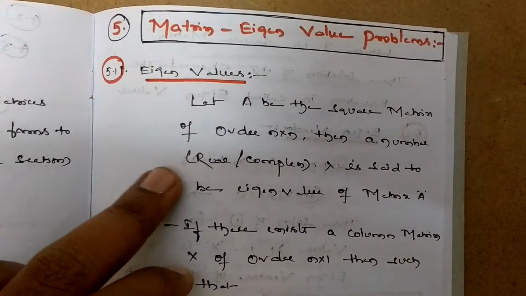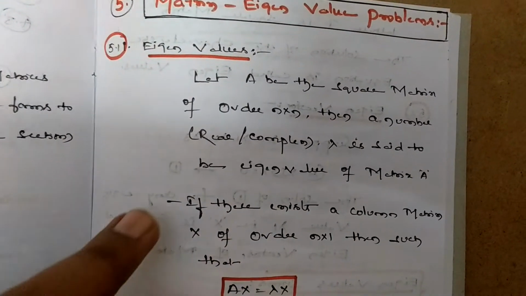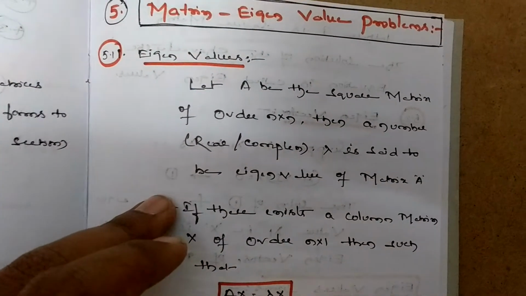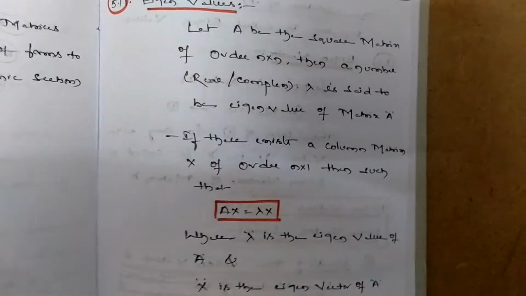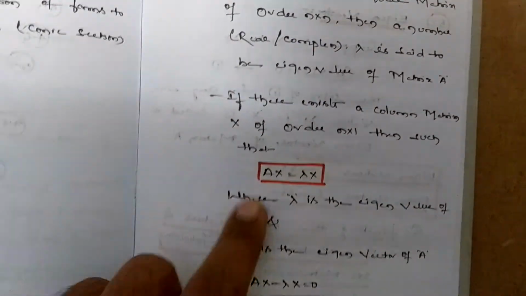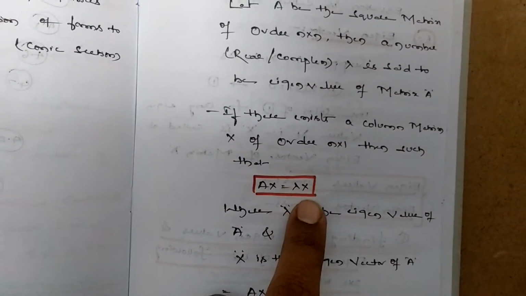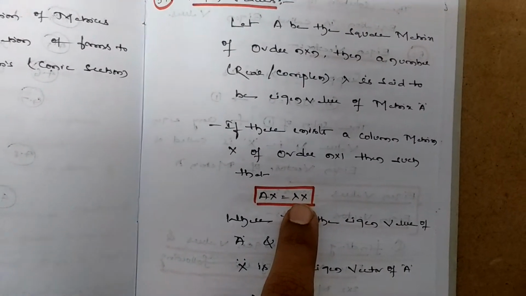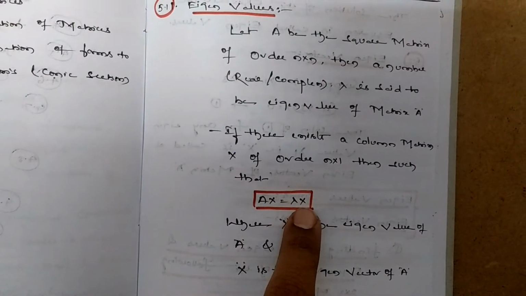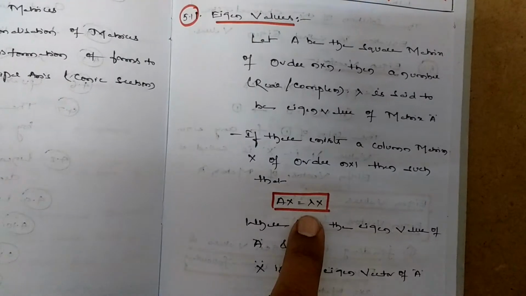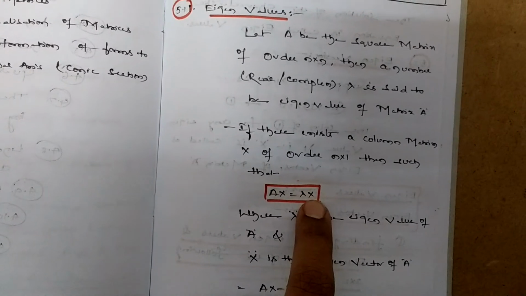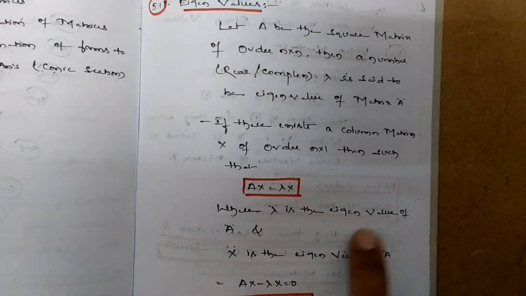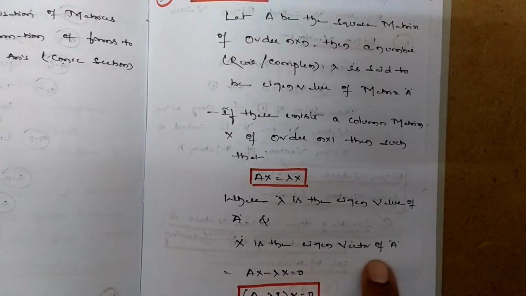Let A be a square matrix of order n into n. Then a number, real or complex, lambda is said to be the eigenvalue of the matrix A. It is denoted by Ax equal to lambda x, where lambda is the denotation for the eigenvalues. We may get either real values or complex values for lambda, for eigenvalues, where x is called the eigenvector. Lambda is the eigenvalue of the matrix A and x is the eigenvector of the matrix A.